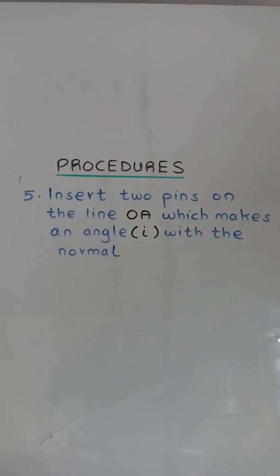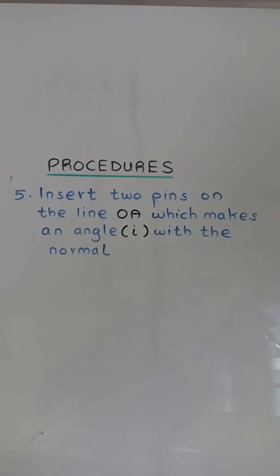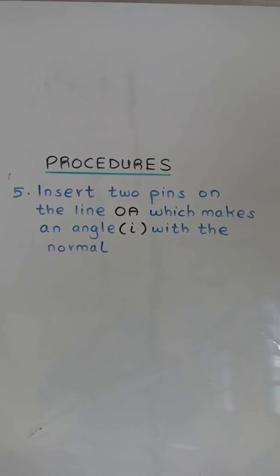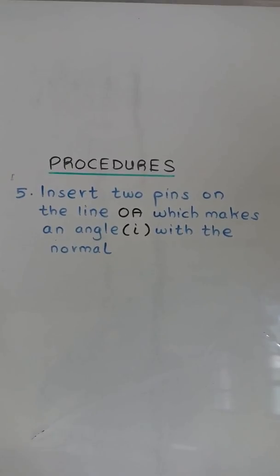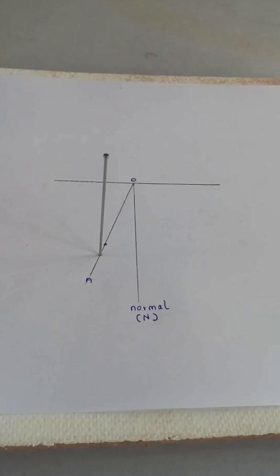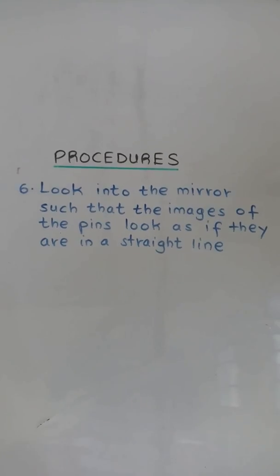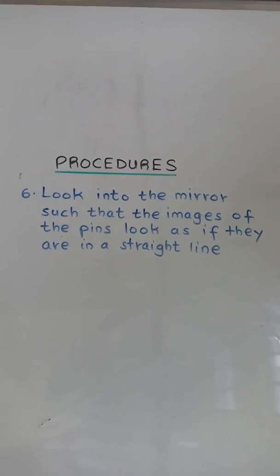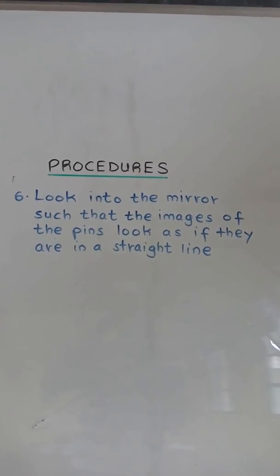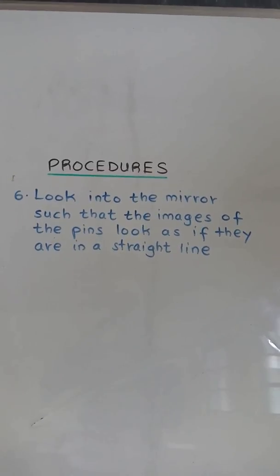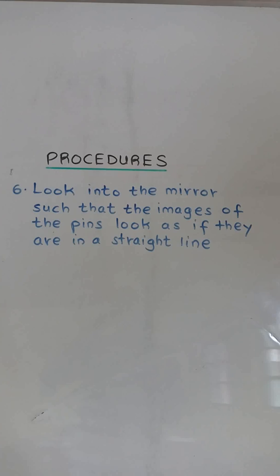Number 5. Insert 2 pins on the line OA, which makes an angle I with the normal. Number 6. Look into the mirror such that the images of the pins look as if they are in a straight line.